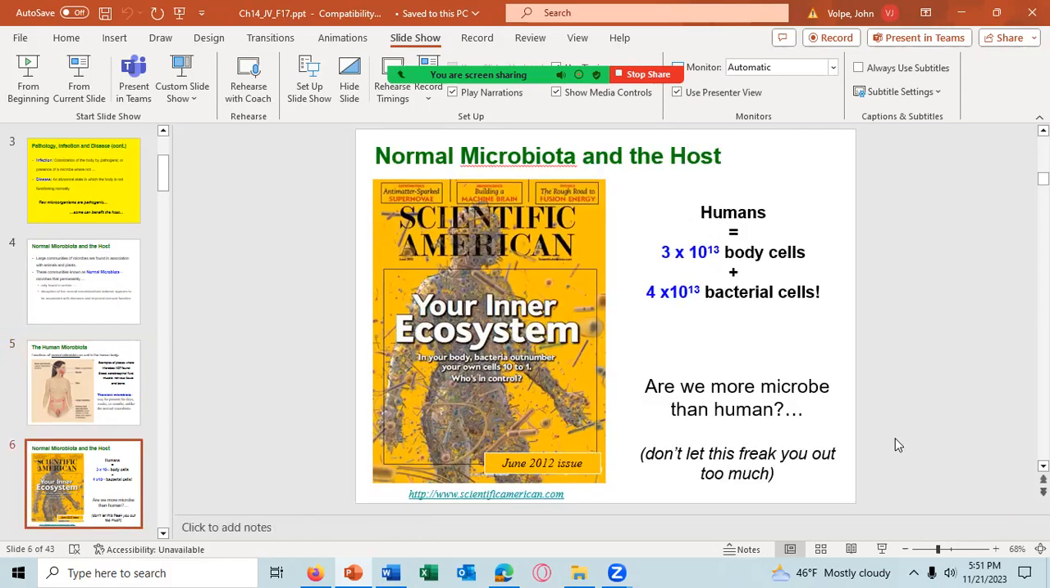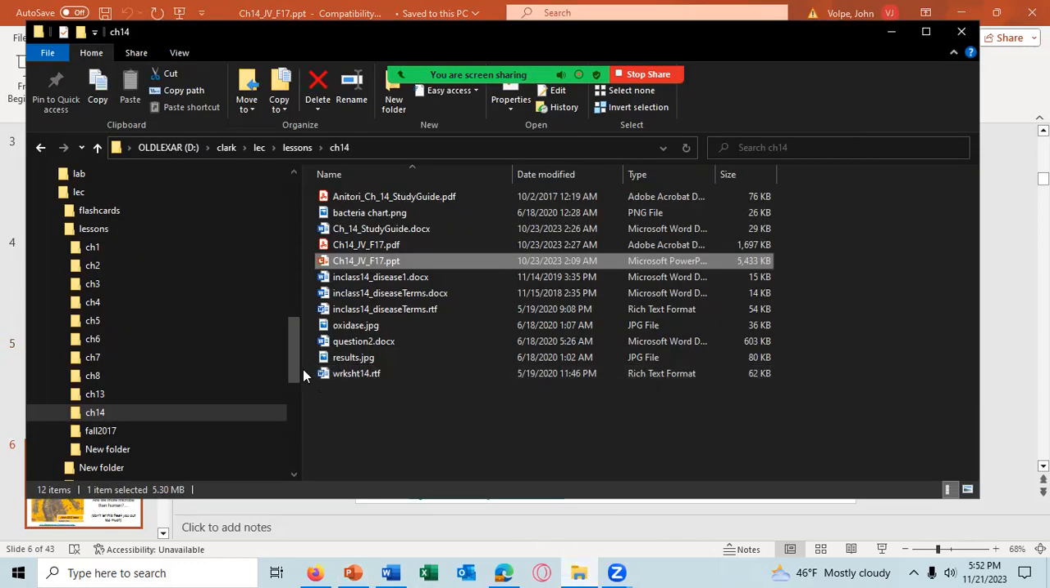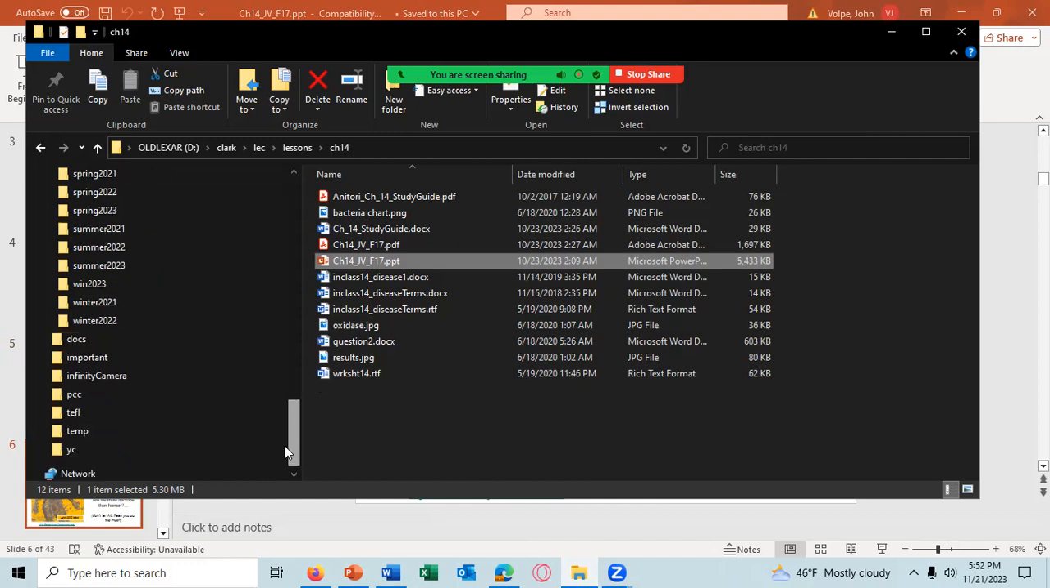We've already mentioned, but let's go ahead and state it again. The human body has about 3 times 10 to the 13 human body cells. And I think this number is a little off. Let me check on that. I need to change that if it is.